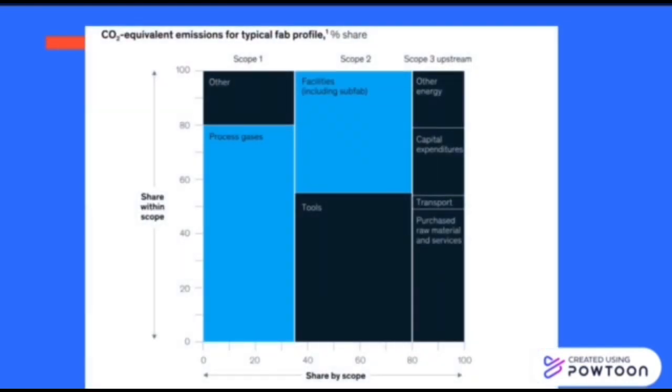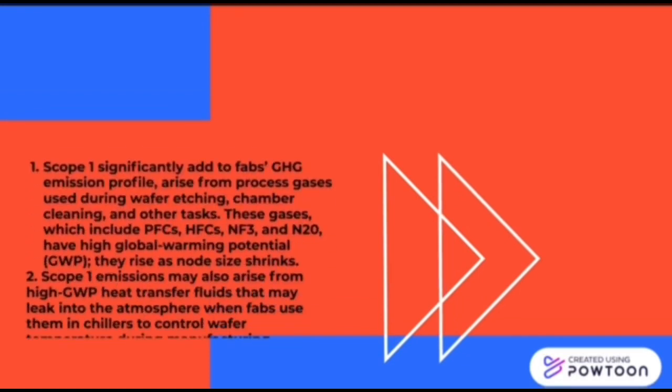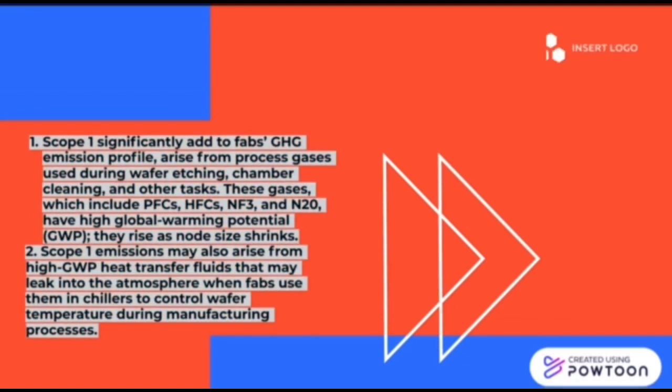This is the graph of carbon dioxide equivalent emissions for a typical fab profile. Based on the graph, Scope 1 significantly adds to the fab's GHG emissions profile, arising from the process gases used during wafer etching, chamber cleaning, and other tasks. Next is Scope 1. Emissions may also arise from high GWP heat transfer fluids that may leak into the atmosphere.